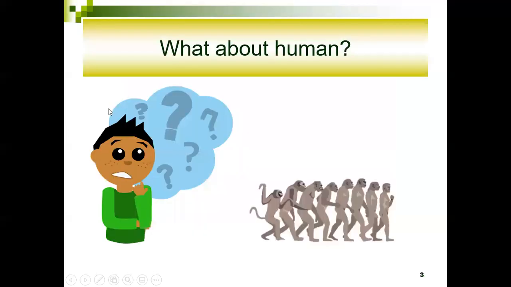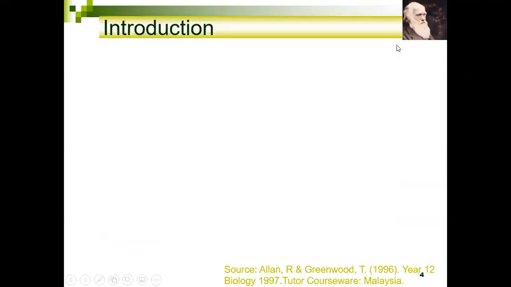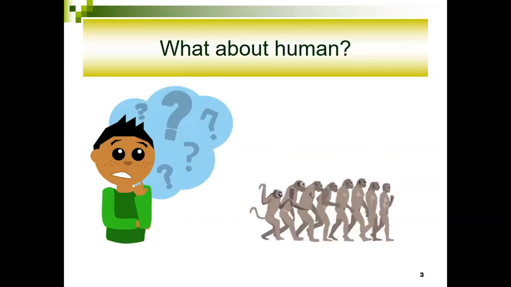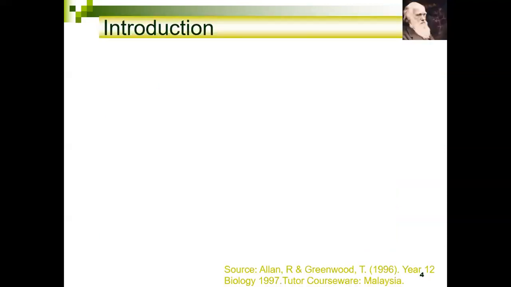Okay, what about humans? Do we originate from a species that looks like an ape? Then from the ape, they started to evolve to become monkey, orangutan, chimpanzee, and human. Can it? I really don't know. Who said can? Who said cannot? Can we evolve like that or not? Really don't know.